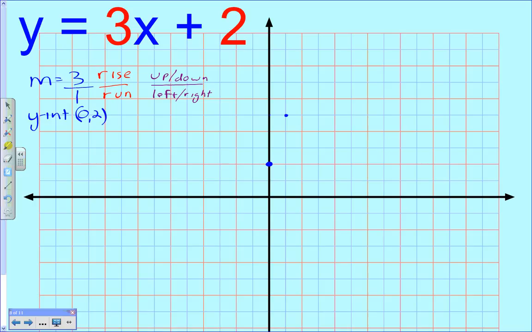Up 3 again, right 1. If you don't have enough room, you can go back to your y-intercept and you can go in the opposite directions. You can go down 3, left 1, down 3, left 1. Once you have your points, you're going to get a ruler and connect those points with a ruler to get your line of y equals 3x plus 2.